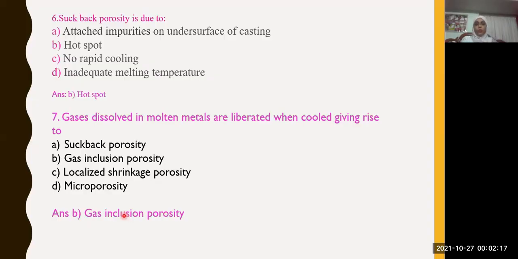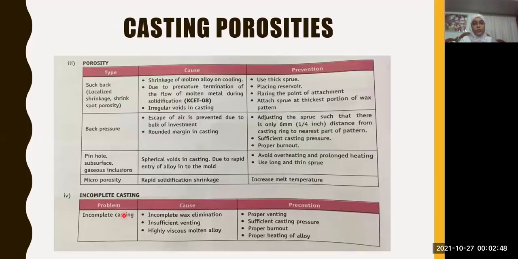Next is suckback porosity. I told you it mainly occurs because of the hot spot which gets created and the sprue solidifies, there is no reservoir present. So there is no molten metal to reach this hot spot. So it's this hot spot which is the answer for suckback porosity. Next, gases dissolved in molten metals are liberated when cooled, giving rise to gas inclusion porosities. So the gases which are trapped inside will give rise to gas inclusion porosities.